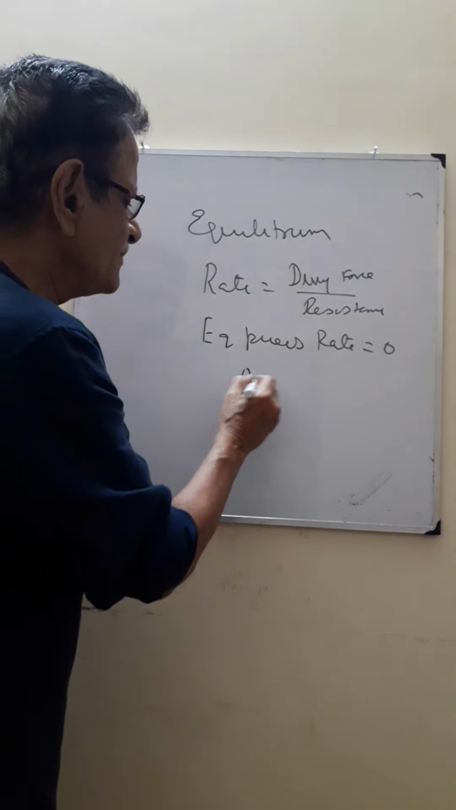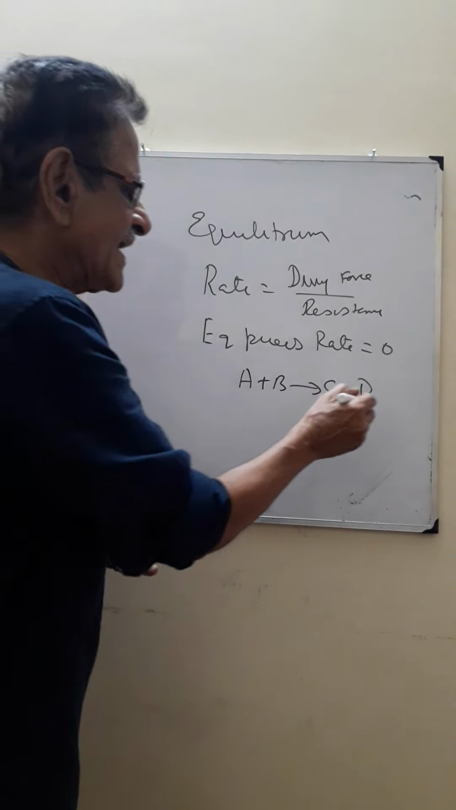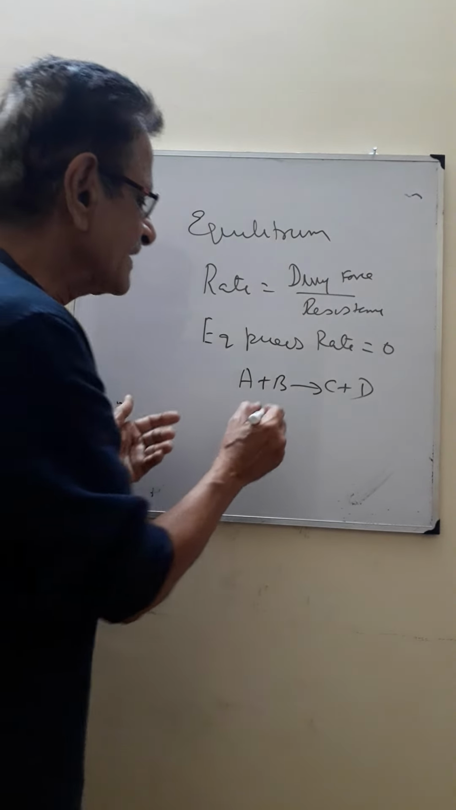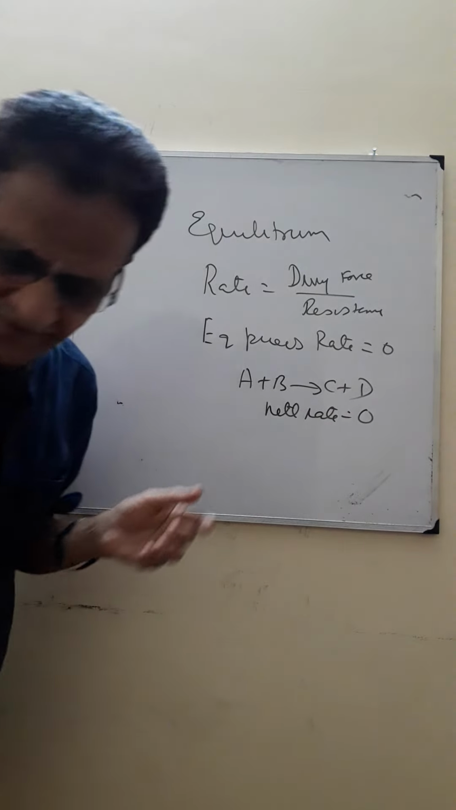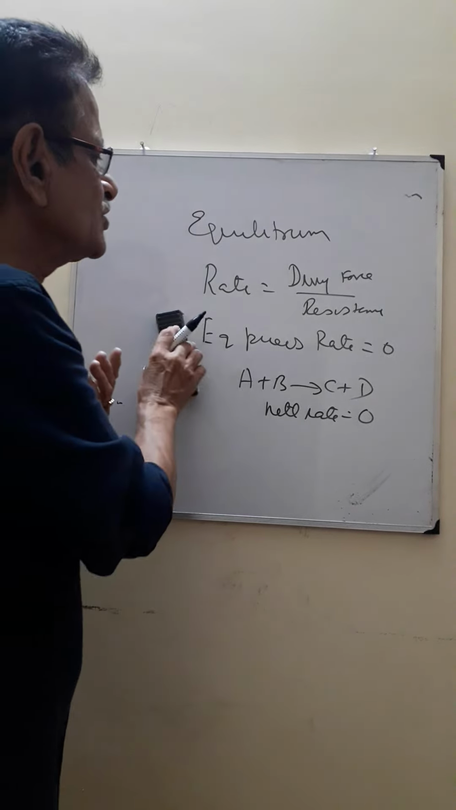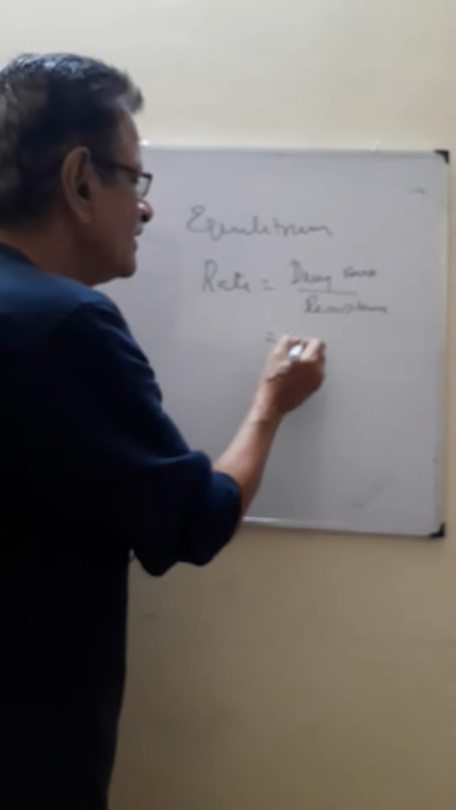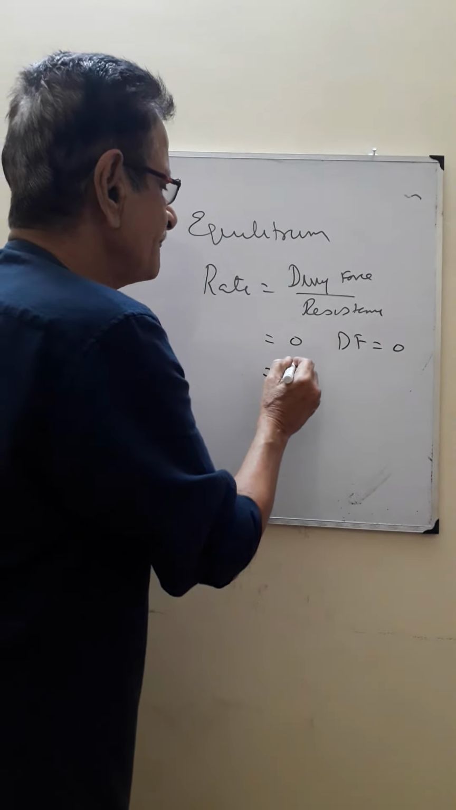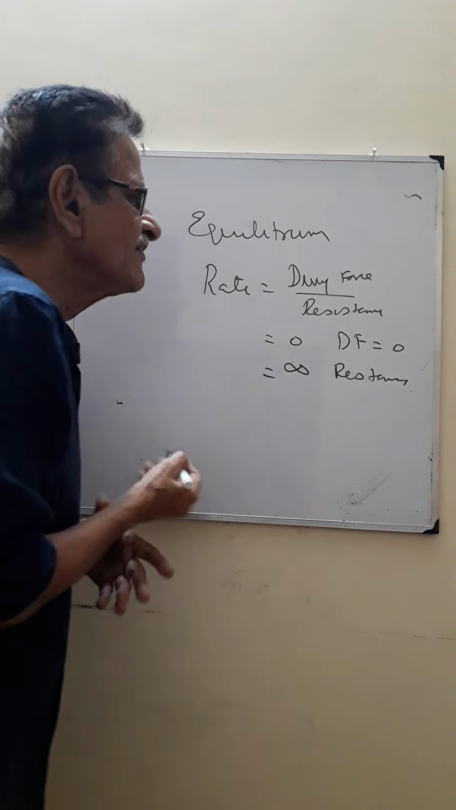So, for example, take A plus B giving C plus D. If the rate of A plus B going in this direction and the rate of C plus D going back are the same, that means forward rate and backward rate are the same, so the net rate will be equal to 0. So for an equilibrium process, rate or net rate should be 0. Now look at this equation. Rate can be 0 if driving force is 0 or resistance is infinity, because 1 by infinity is 0.